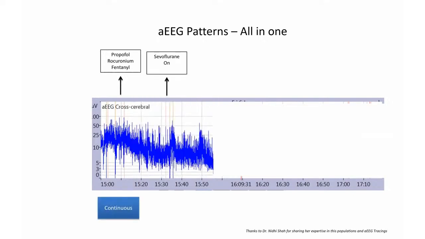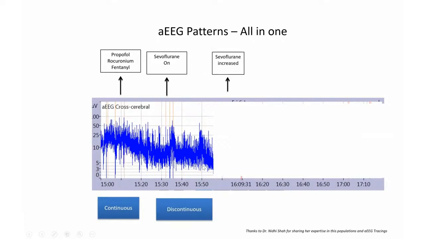Then they begin to turn on the anesthetic gas. And you see, as soon as the gas is on, you see the lower margin begin to drift towards the 5. And we were talking earlier about the different montages, and this is the cross cerebral. So this is that P3, P4 view. So we're able to see more brain matter. So we're drifting down, becoming more of a discontinuous tracing.